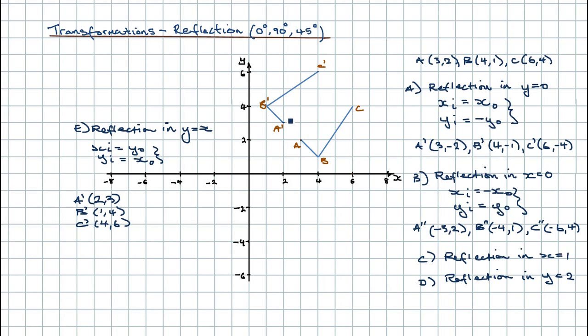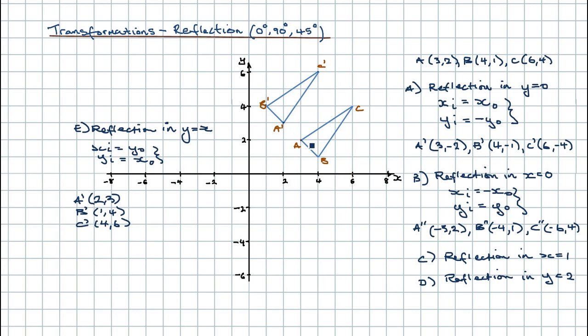So let's join A prime to C prime and A to C. So now we've got two triangles. Two isosceles triangles, in fact, as far as I can see. Yes, two isosceles triangles. So we've got to find the line of reflection, which we know, of course, is y equals x. But what if we didn't know that? How would we find it? Well, there's two ways of doing it, really. You could join A to A prime and C to C prime, just two will do, and bisect those lines.